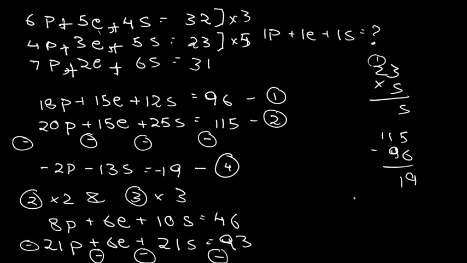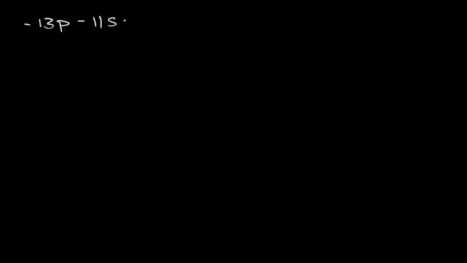93 minus 46. Okay, so 93 minus 46, if you just solve it, you will get what? You will get 13 minus 6 is equals to 7. Okay, 7 and 8 minus 4 is equals to 4, so it will become 47. It is equals to minus of 47. You can just remove this minus sign and you will get 13p plus 11s is equals to 47. Okay, you will get something like this.